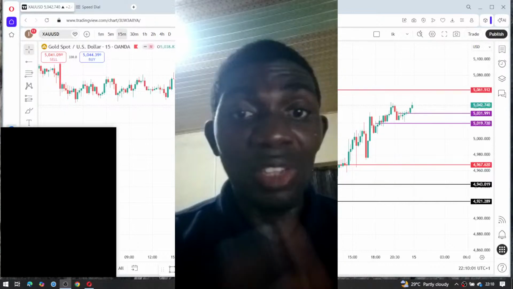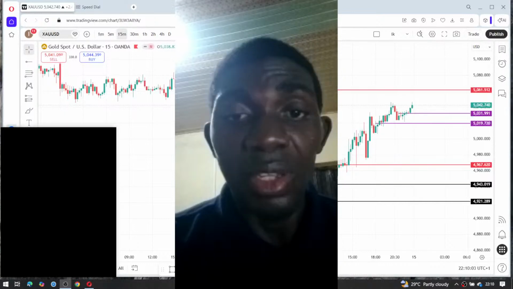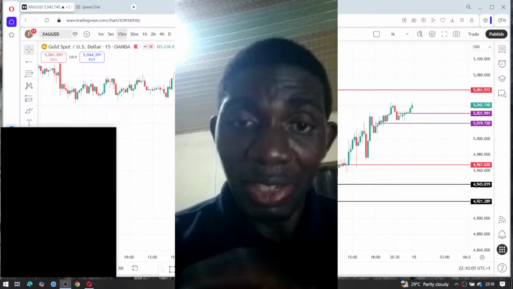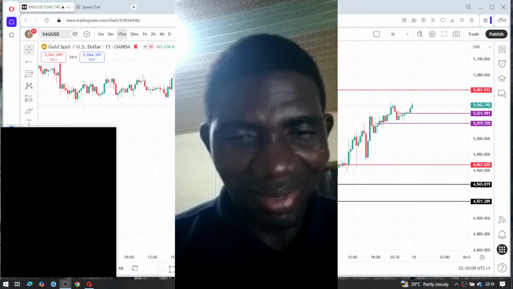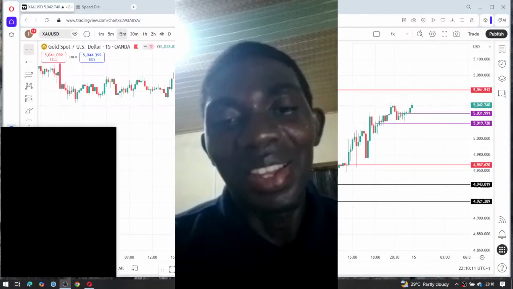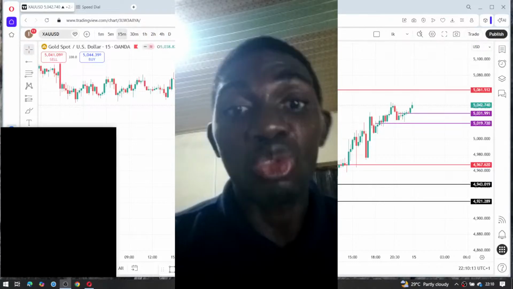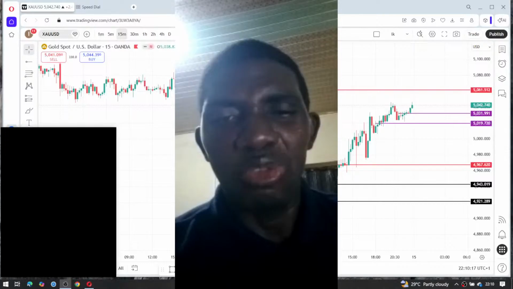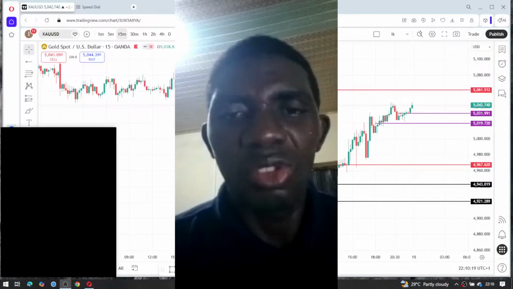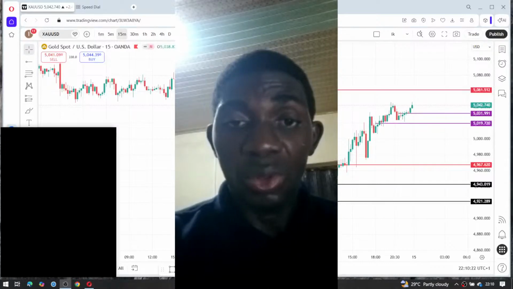So not everything you mark on the chart is a valid key zone, but that particular zone that the market is forced to respect, that is your valid key zone. I hope you get this.